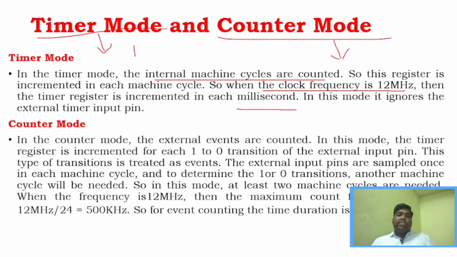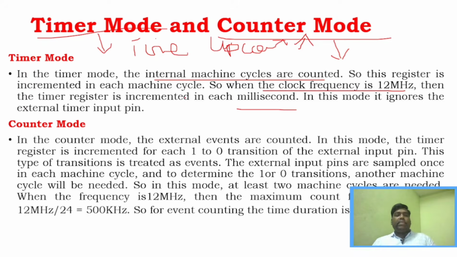The timer register which we use will work as an up counter. What is an up counter? For every clock cycle, the count will increase, either for an internal clock cycle or an external clock cycle. For every clock cycle, the counter will increase. And now you understand what timer mode is. Coming to counter mode, as I said, when we use the external clock cycle, it will act as counter mode.